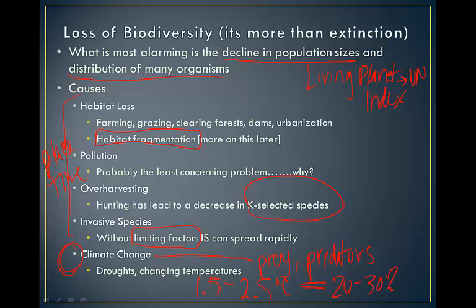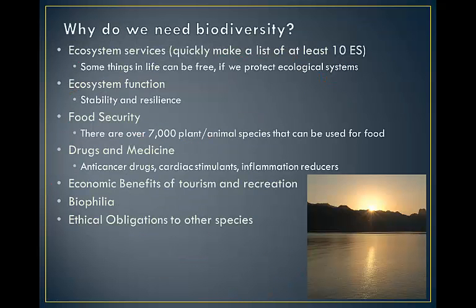So we're losing biodiversity. Why do we need biodiversity? Biodiversity provides us with a whole list of things. It provides us with ecosystem services, ecosystem functions, food security, drugs and medicine, economic benefits, biophilia, and we are ethically obligated to protect some of these species. Let's go through this list. Let's start with ecosystem services.